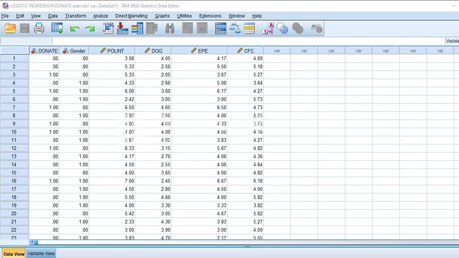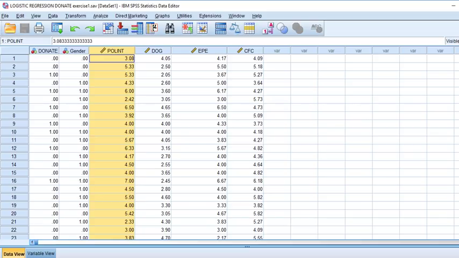So in this data set that I have open, you'll notice that I've got a variable called donate, gender, and some other variables here. Essentially what I was doing with this data set, I have participant responses to a question where they were asked, do you intend to donate to a political cause in the future, where 0 reflected an intention not to donate, 1 reflecting an intention to donate. We also have gender coded 0 for male and 1 for female.